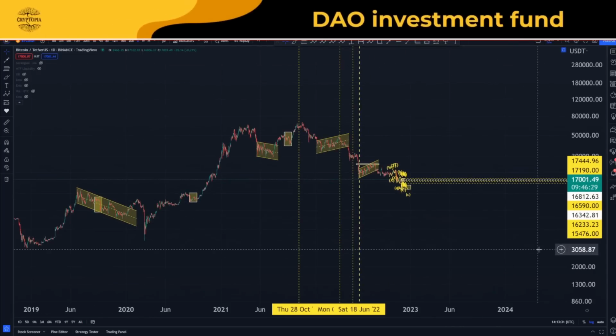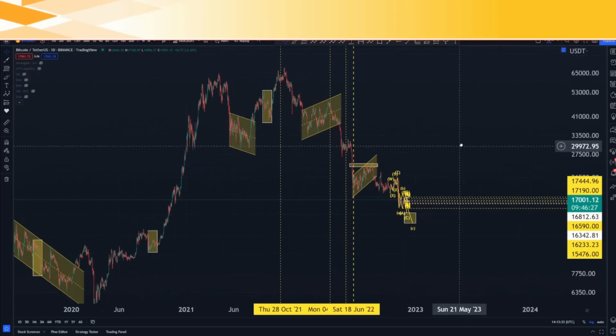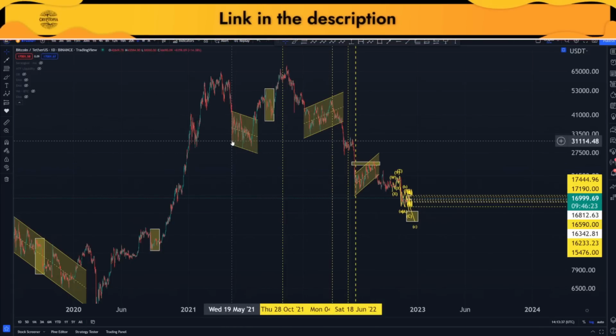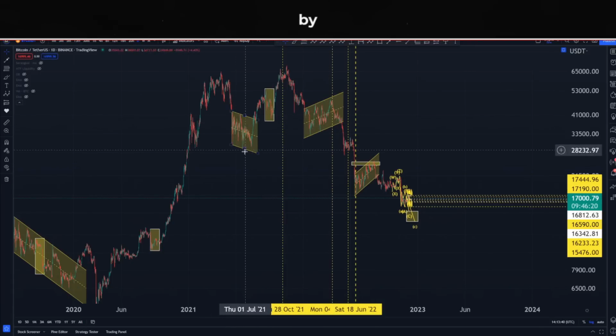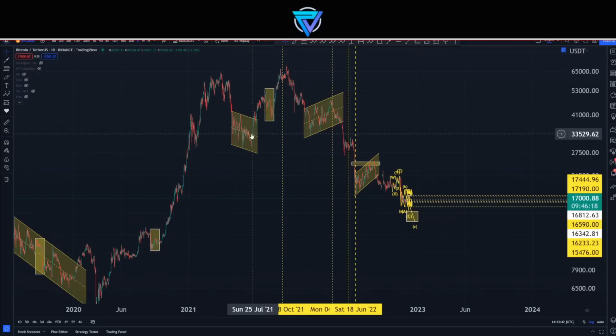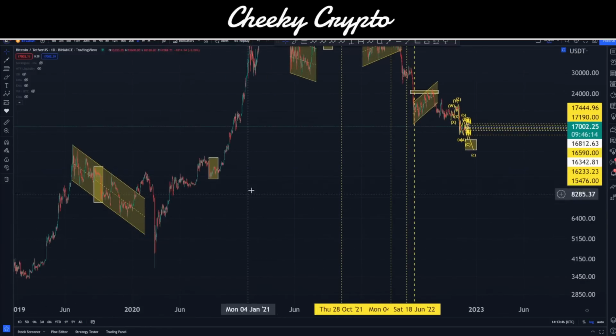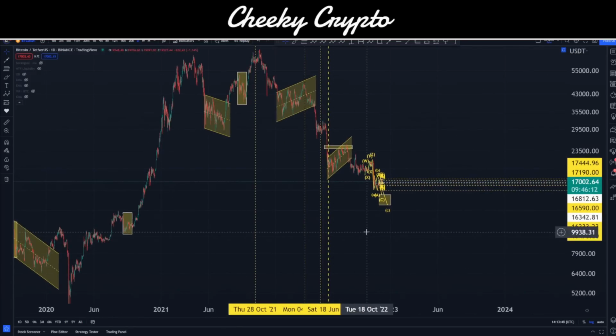Here's the daily. I just want to highlight a couple of things on this daily chart, such as the higher highs and the higher lows that break down, and then of course the lower lows and the lower highs that break upwards. You can see these things time and time again. They are incredibly obvious.